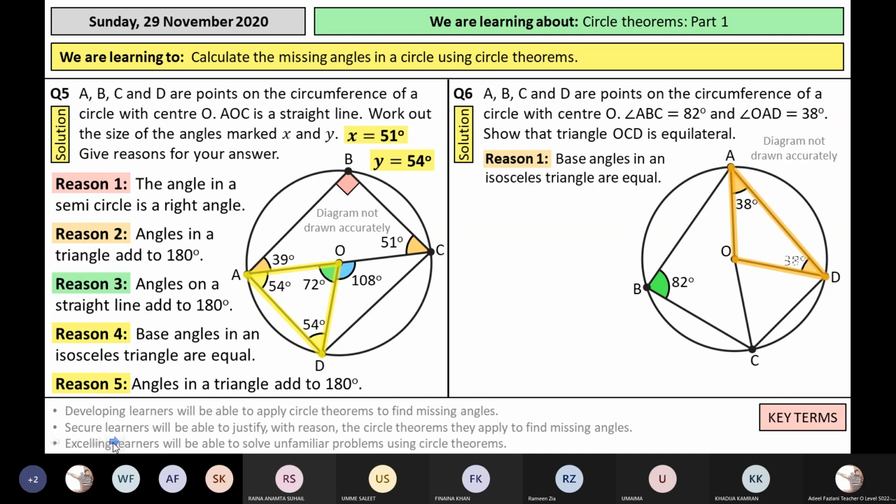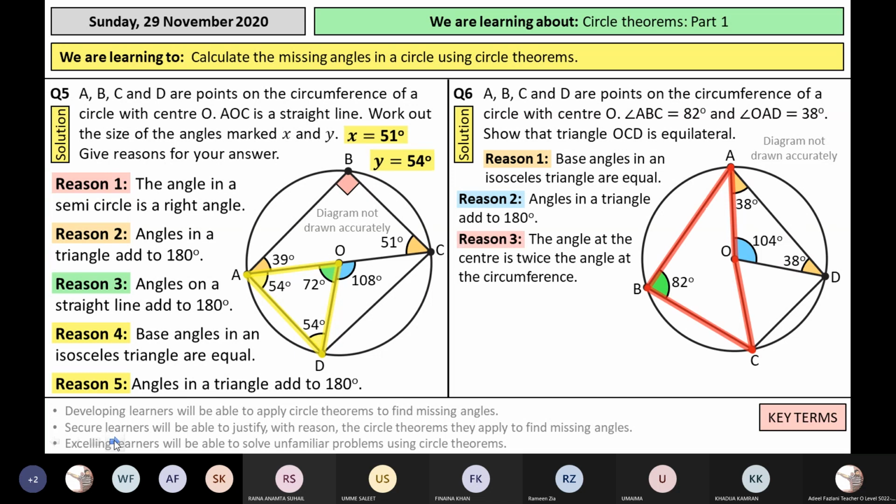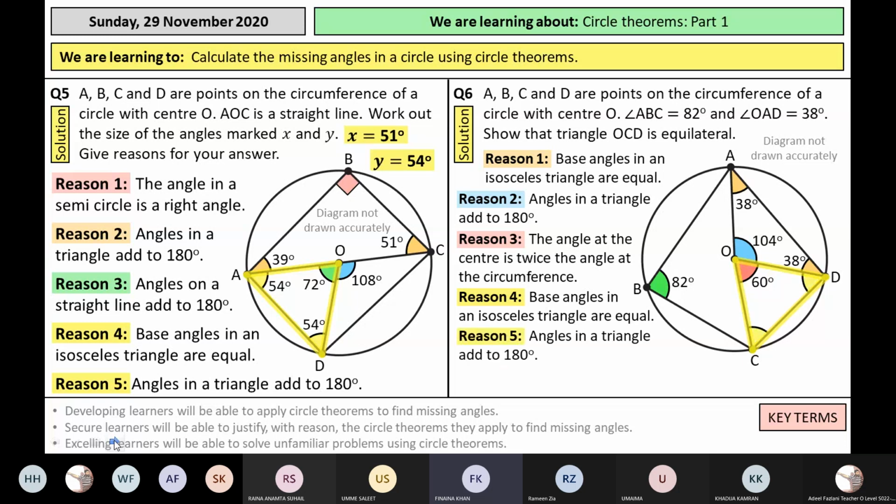Okay. And now the second thing is you need to understand that the angles in a triangle add up to 180 degrees. You already know that. Okay. And now the angle at the center is twice the angle at the circumference, right? Angle at the center twice the angle at the circumference is actually 164. So we will just subtract 104 from 164. So it will be 60. 60. Excellent. Excellent.